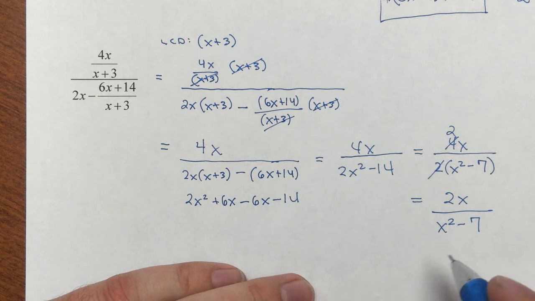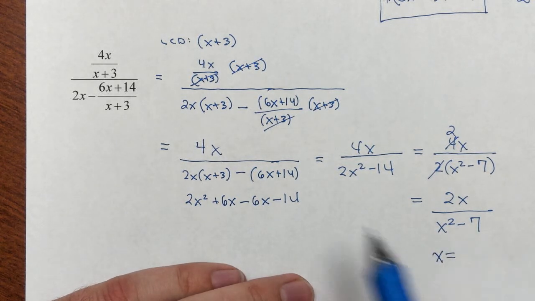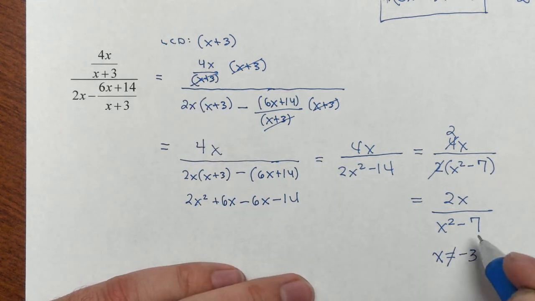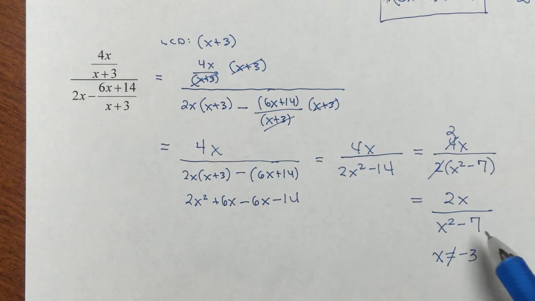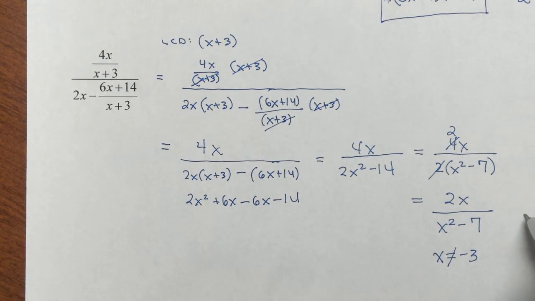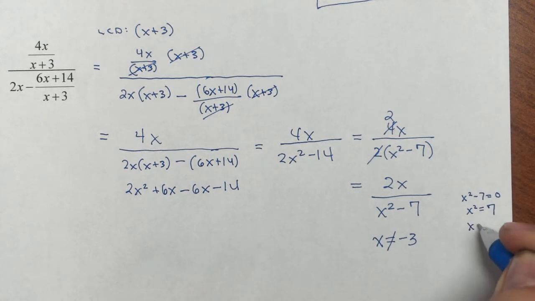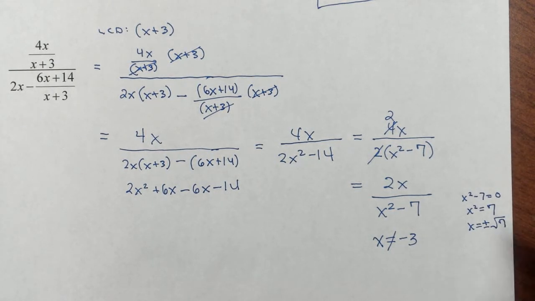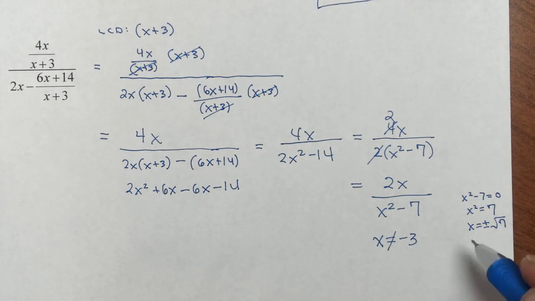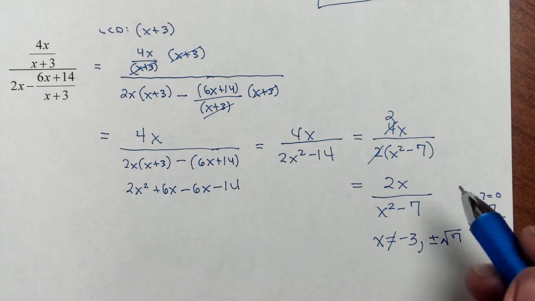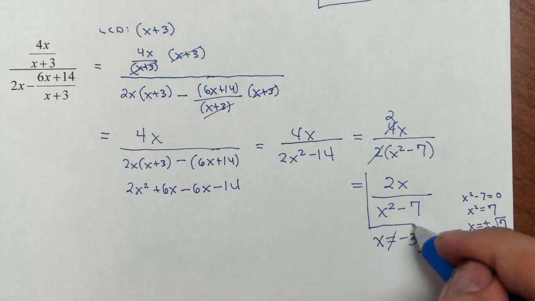And again, I want to think about restricted values if I'm asked for that. Based on the original LCD, x could not be -3. This expression does not factor any further, but that doesn't mean I can't find restrictions for it. If x squared minus 7 is equal to 0, then x squared is equal to positive 7. Very important that it's positive 7, because I'm going to take the square root in a second. If I were square rooting a negative number, I would get a non-real answer, which I don't care about for restrictions. X is the positive or negative square root of 7. So these are my restricted values. This is my equivalent answer.